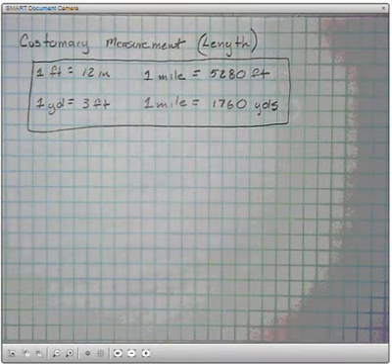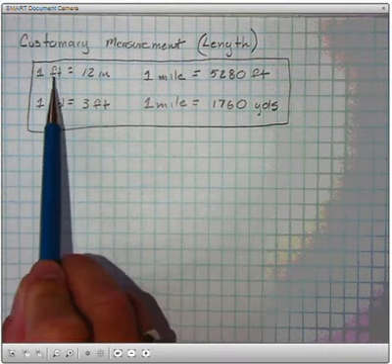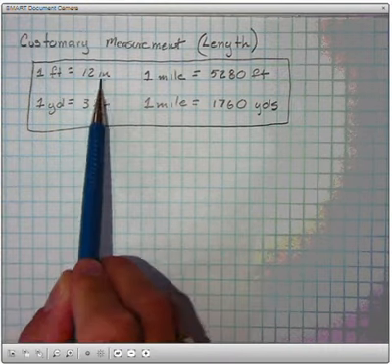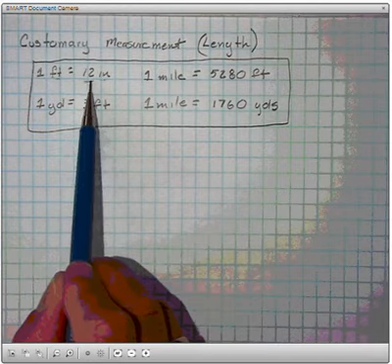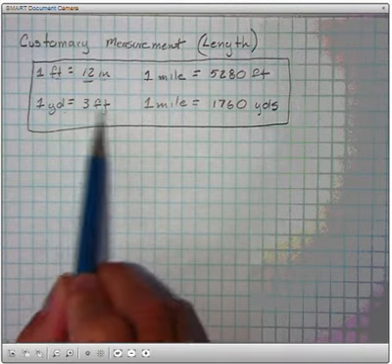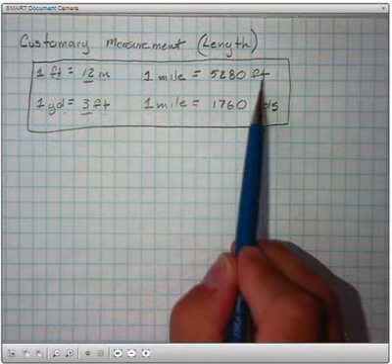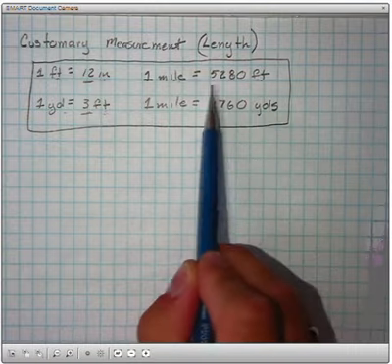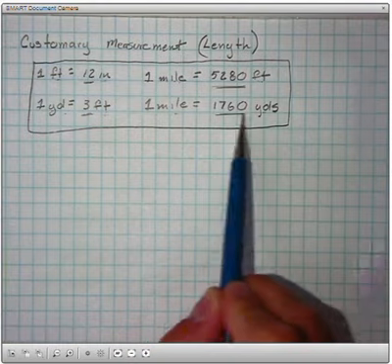Now the way that we're going to use these is you're always going to be looking at the conversion. When we're going from feet to inches or inches to feet, converting between the two, that number right there is what we use as our conversion. When we're converting between yards and feet, that number right there is our conversion. Between miles and feet, that number is our conversion. Miles and yards, yards to miles, that number is our conversion.